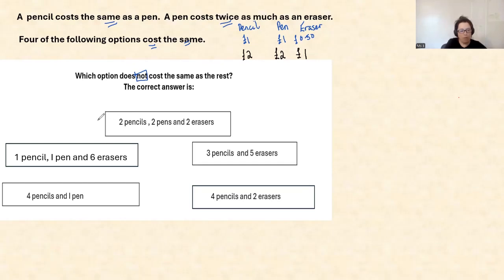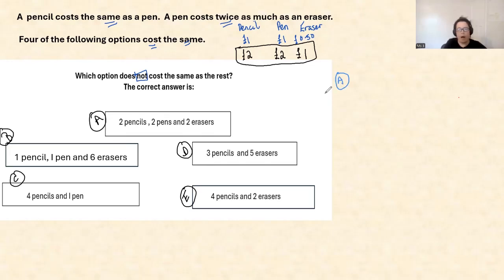Four of the following, so four of these, let's say this is A, B, C, D, and E. When you get the cost of each one, four of them will have the same cost. One of them will be different. What I'm going to do is fill the information into each of the options to see what price we come up with. So let's look at A.